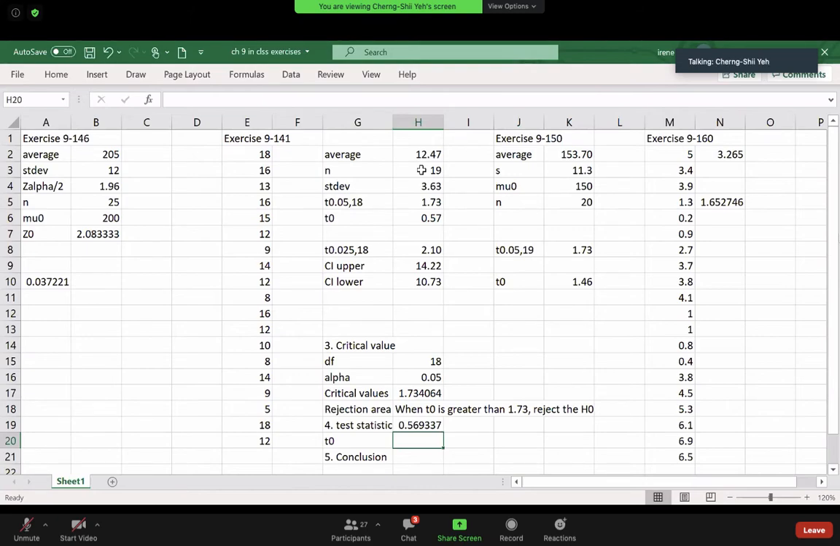Did my test statistic meet my rejection criteria? My test statistic is actually less than 1.73. It does not meet my rejection criteria. Okay, because of that, we fail to reject the null hypothesis. In other words, we conclude our null hypothesis that my recovery date is 12 days.